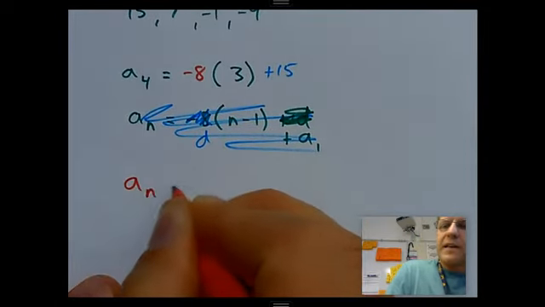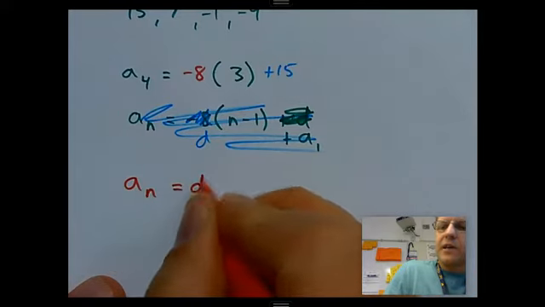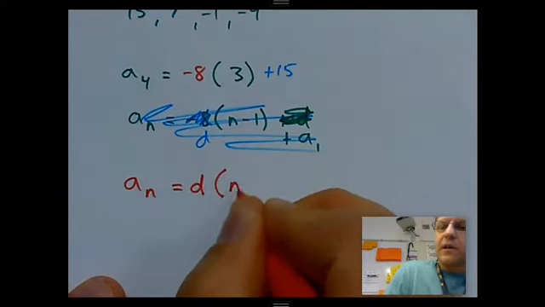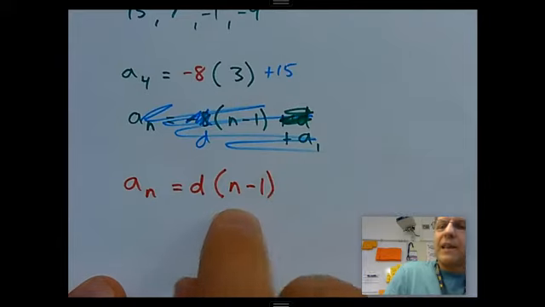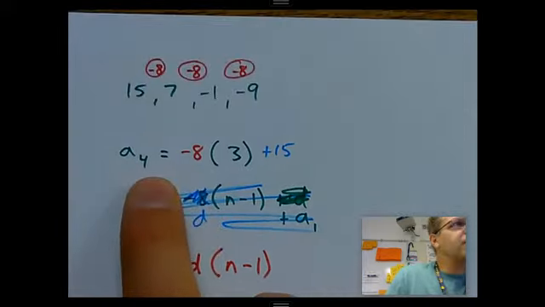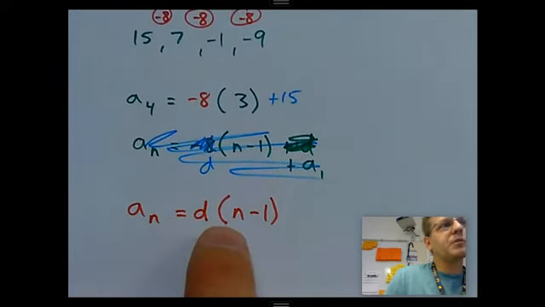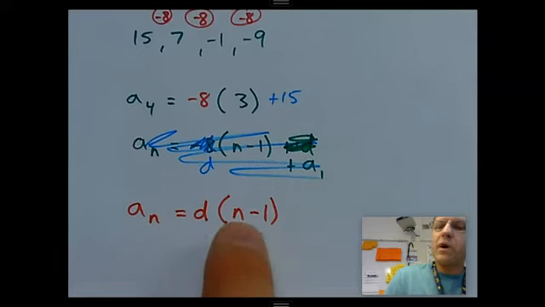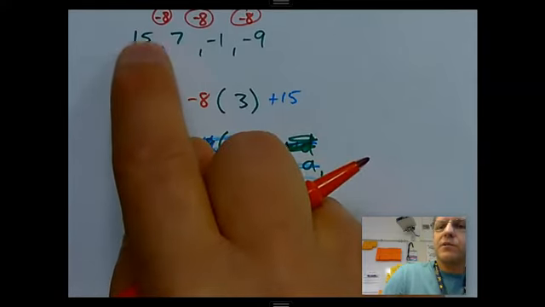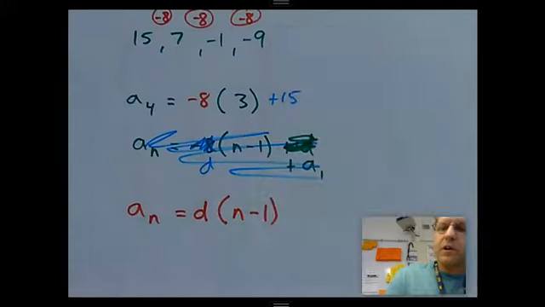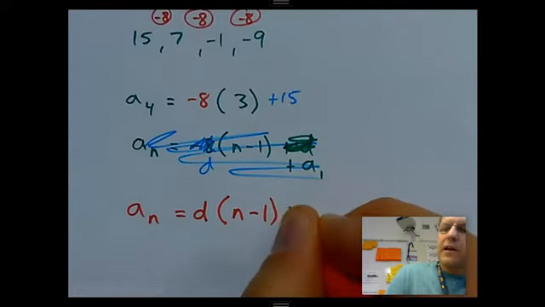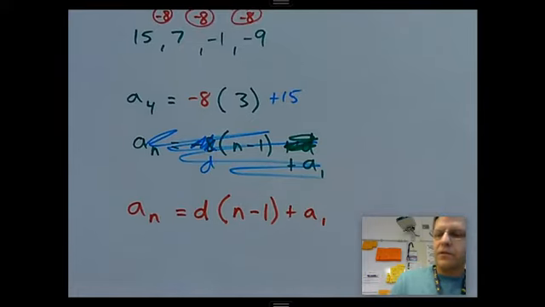If I want to find any term, I'm going to take the common difference. I'm going to multiply it by 1 less than the term number I'm looking for. So up here, when I was looking for term 4, I multiplied by 3. If I want term 30, I'm going to multiply by 29. It's always 1 less. And that's because you don't subtract on the one you're starting with. It's the one you're starting with that's kind of different. So you're always going to multiply by 1 less than the term you're looking for. And then you have to add the first term.